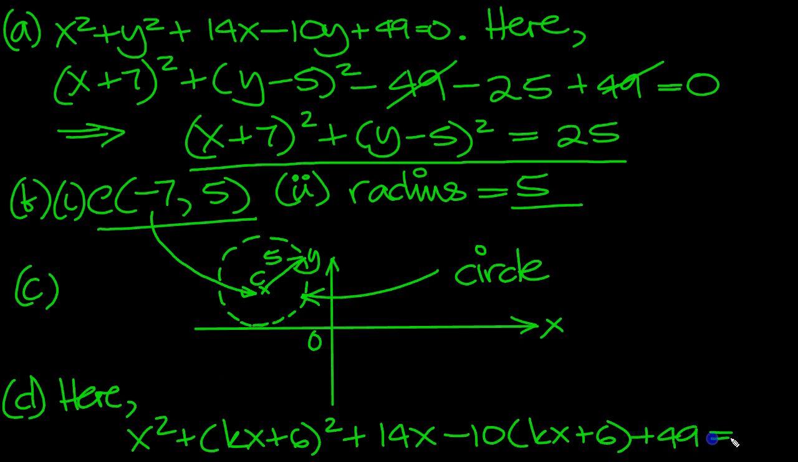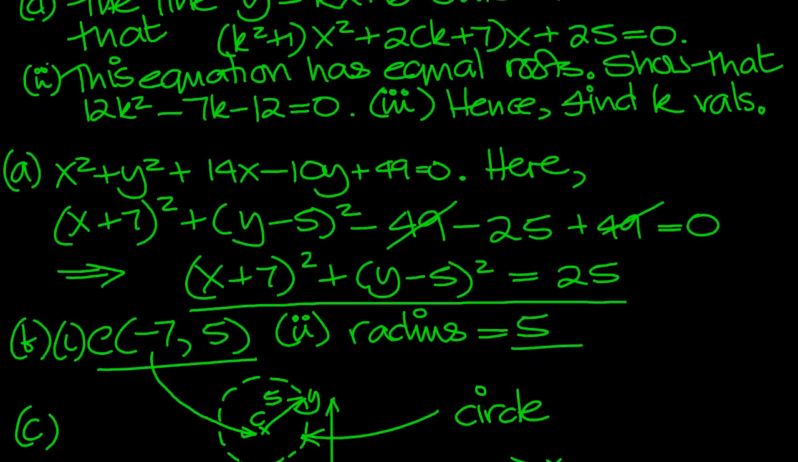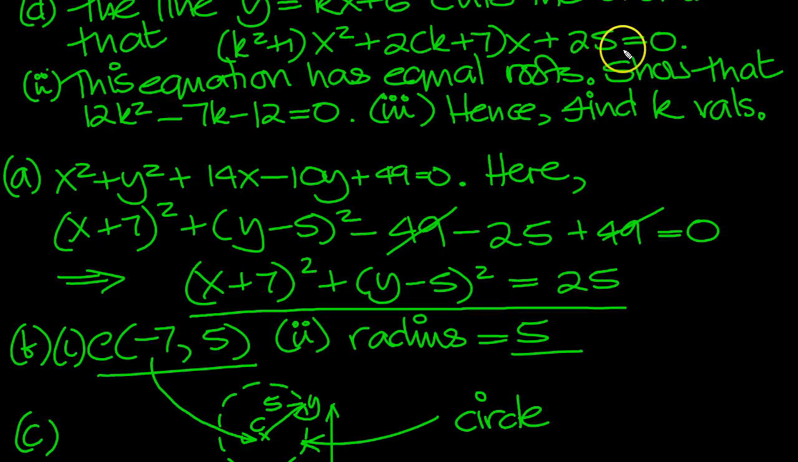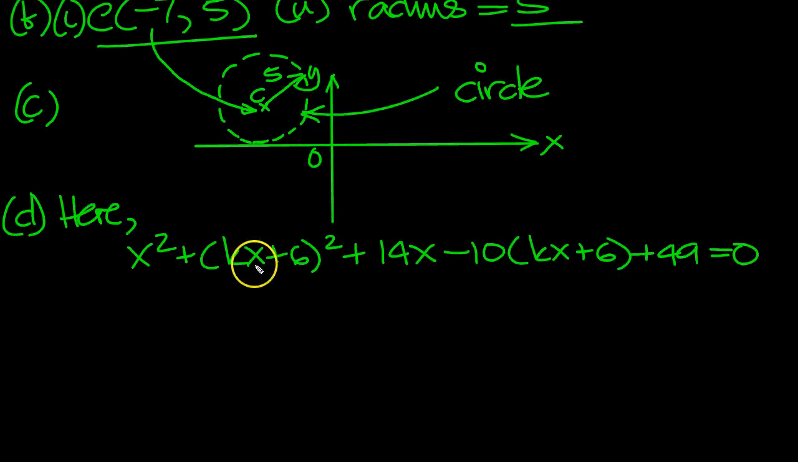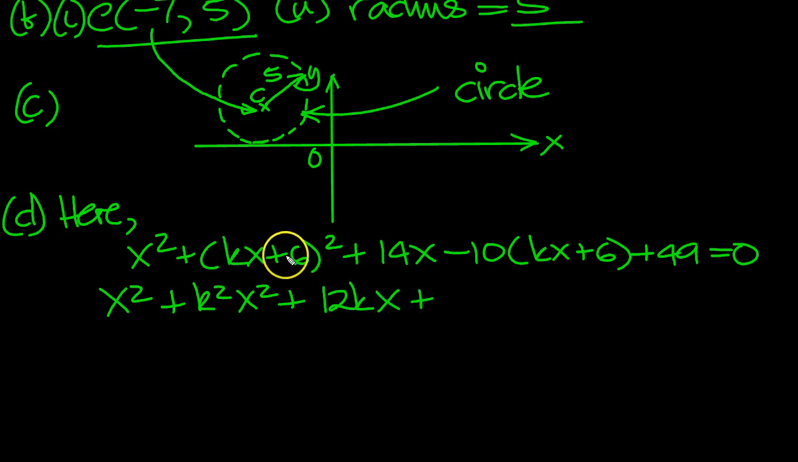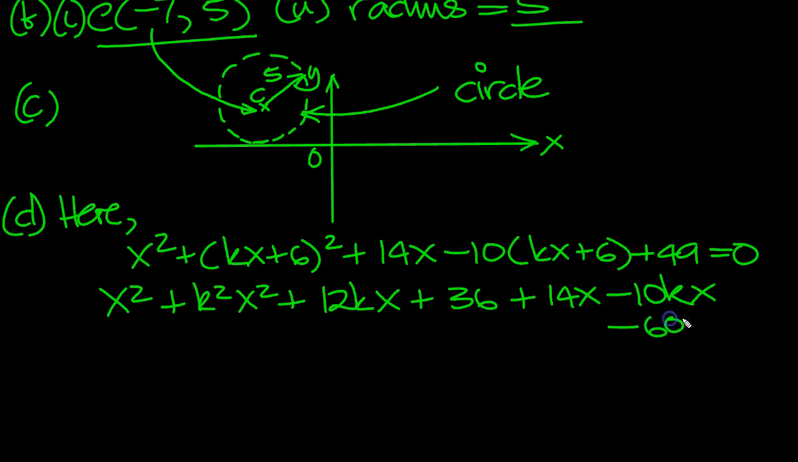Now if we look back at that equation then, we need to get the x squareds, the x's, and the constant term. So let's do that then. So here we've got x squareds there. This is k squared, x squared when we expand this bracket, plus 6 and another 6, so that's 12k lots of x, plus the 6 squared is 36, plus 14x, minus 10kx, minus 60, plus the 49, equals 0.